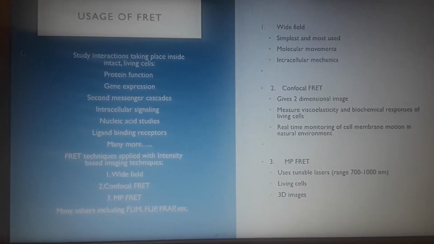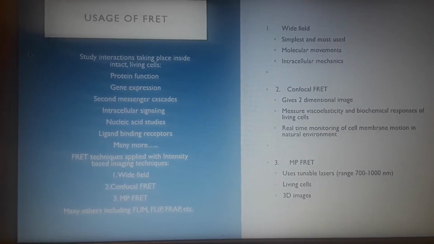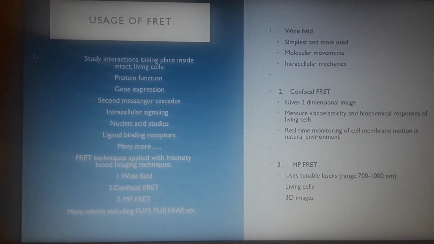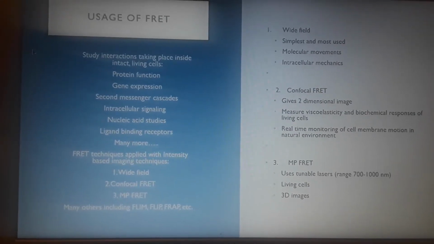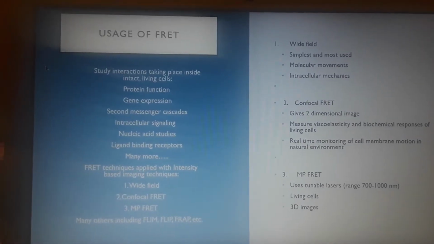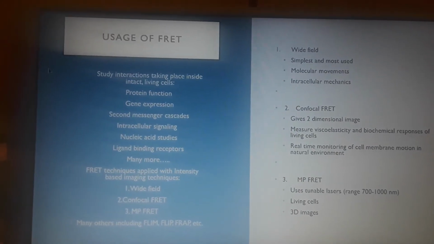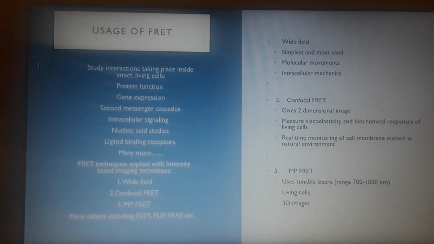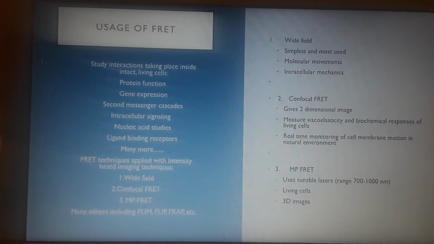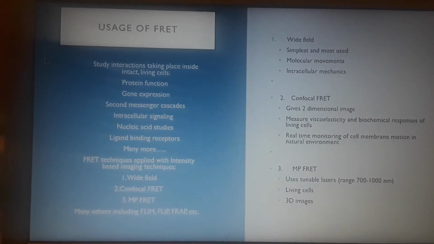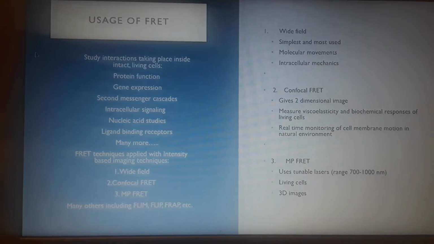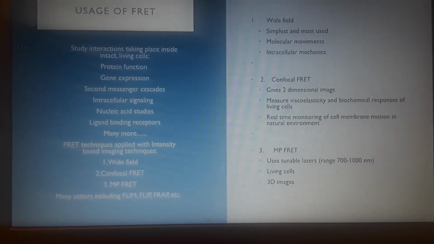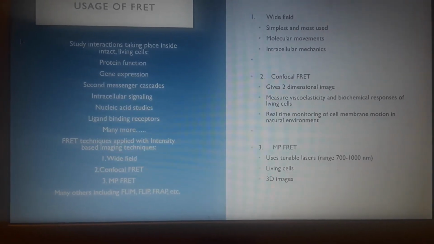Intensity-based imaging techniques applying the method of FRET microscopy were developed to facilitate the study of interactions inside intact living cells. Because images obtained by conventional fluorescent microscopy are blurred as a result of out-of-focus fluorescence, computer approaches are applied to improve the images. Through FRET usage, scientists have been able to study protein interactions, gene expression, second messenger cascades, intracellular signaling, nucleic acid studies, ligand binding receptors, and many more.